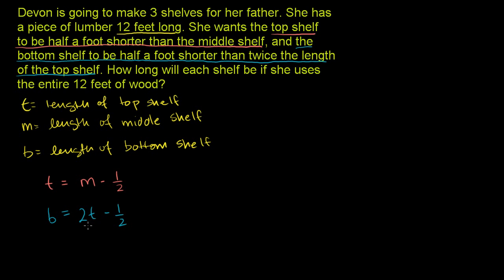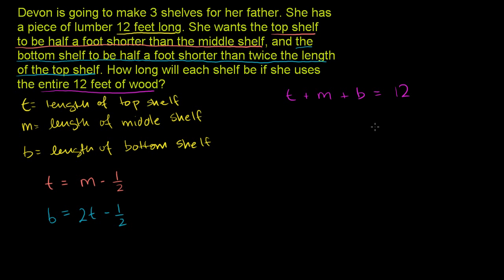And so how do we solve this? Well, you can't just solve it with these two constraints, but they give us more information. They tell us how long each shelf will be if she uses the entire 12 feet of wood. So the lengths of all of the shelves have to add up to 12 feet. She's using all of it. So t plus m plus b needs to be equal to 12 feet. That's the lengths of each of them. She's using all 12 feet of the wood, so the lengths have to add to 12.